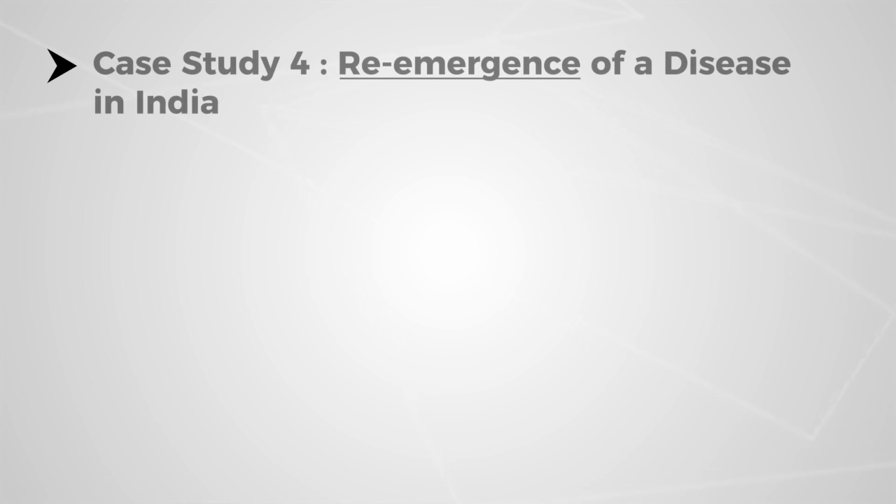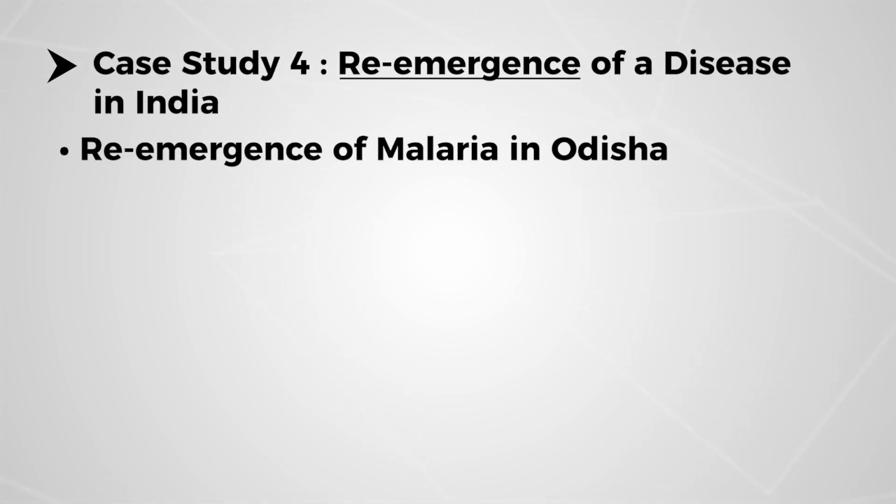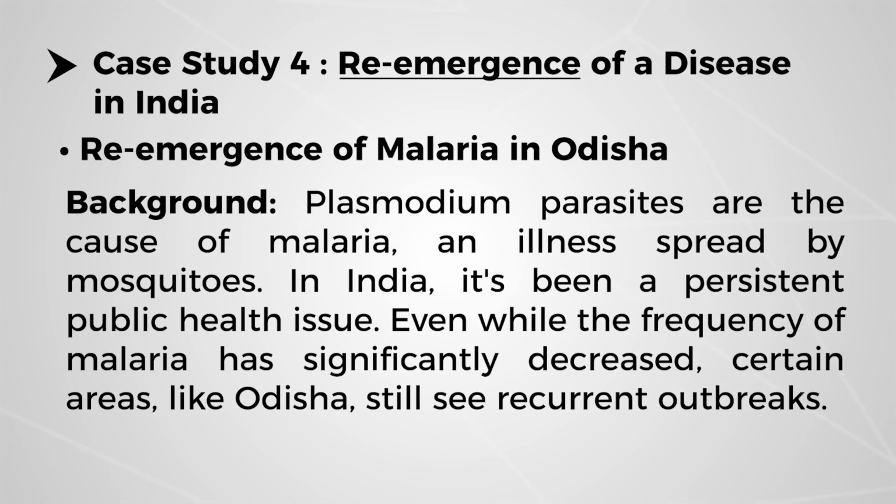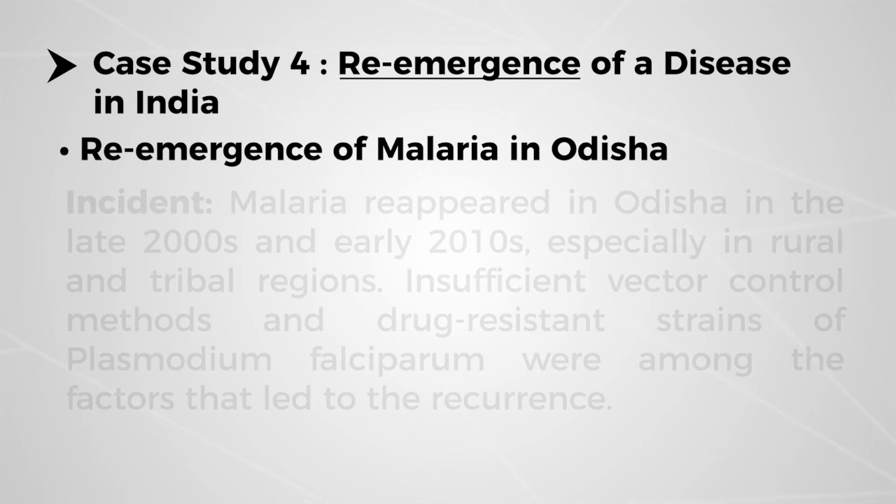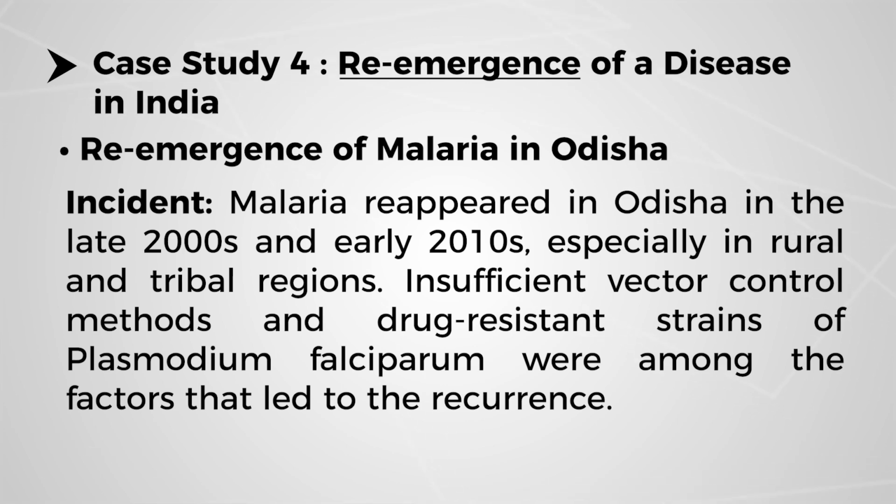So another case study is the re-emergence of disease in India, like the re-emergence of malaria in Odisha. Western Odisha in particular is tribal dominated, and because of that people are hesitant to use mosquito nets. That is also another factor. And even while the frequency of malaria has significantly decreased in certain areas like Odisha, we still have recurrent outbreaks. Malaria incidents appeared in Odisha in the late 2000s and early 2010s, especially in rural and tribal areas.